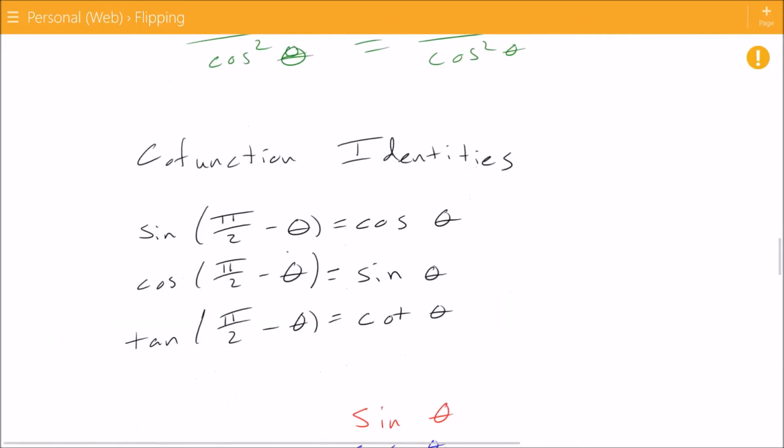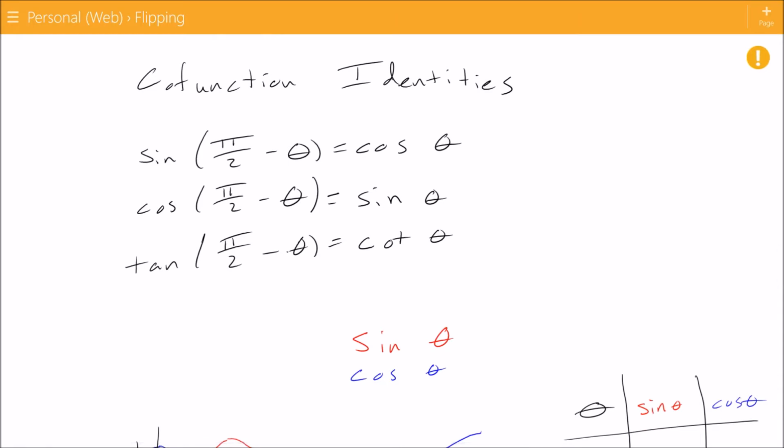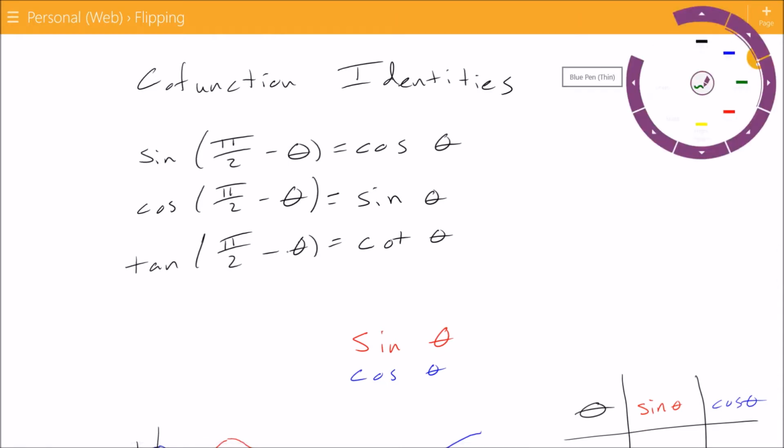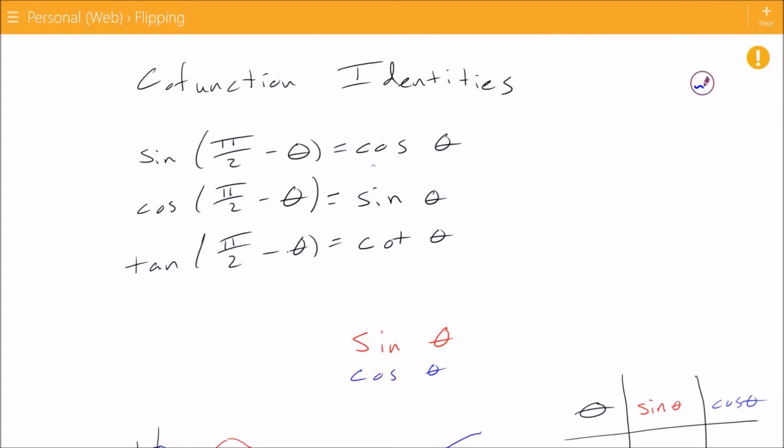Let's take a look at one last batch. We're going to look at the cofunction identities. And basically what these are saying is that if I've got a sine or cosine function or even tangent function, if I take whatever my input is for that and I subtract that from pi over 2, if I do that for sine, it gives me cosine. If I do that for cosine, it gives me sine. And if I do that for tangent, it gives me cotangent. Let's look and see how this works.